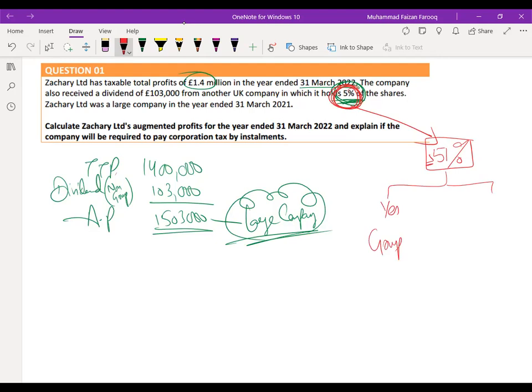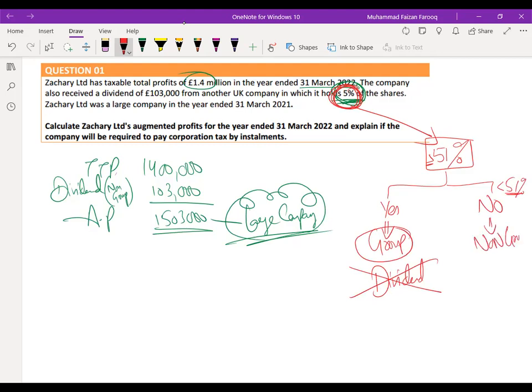And in AP working, we are not going to take the dividend from the group. We are not going to take the dividend if it is 51 or above, because it's a group. But if it is less than 51%, it's non-group and the dividend we will take.